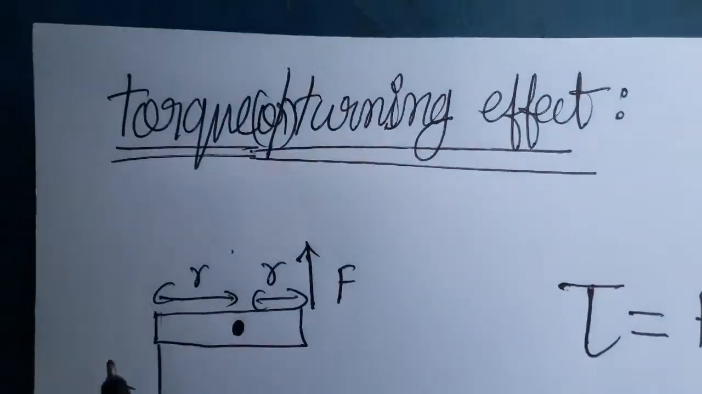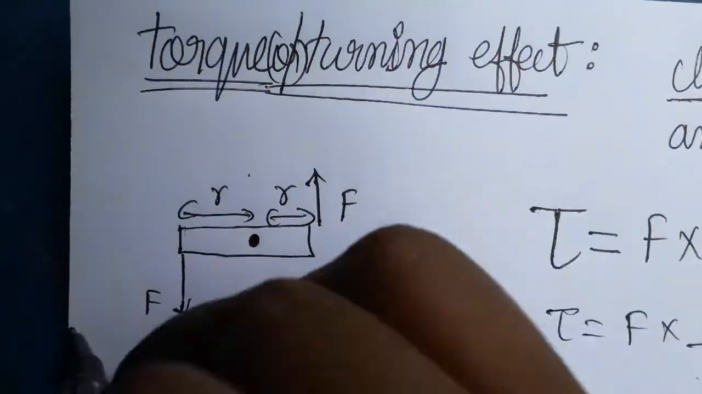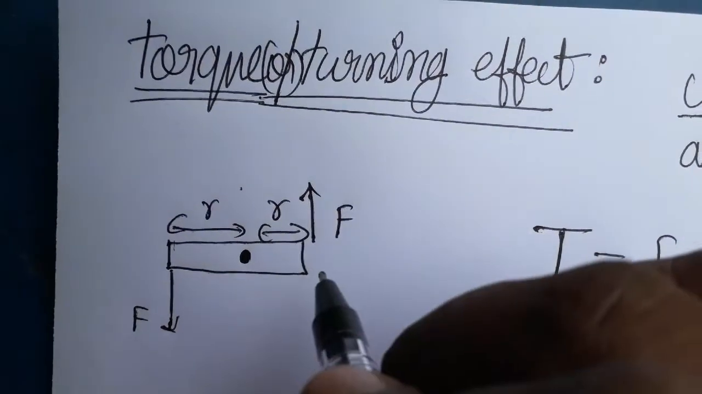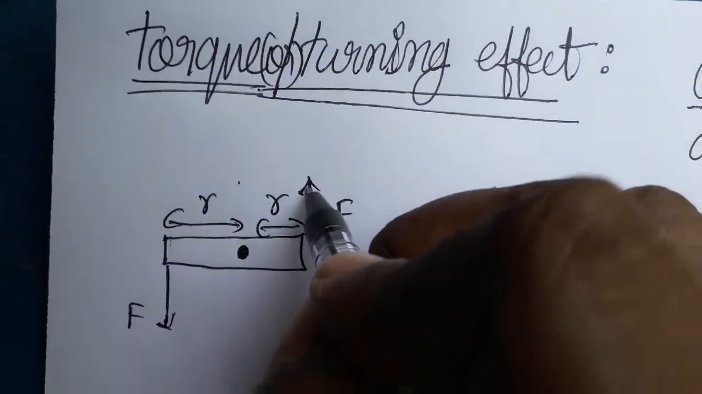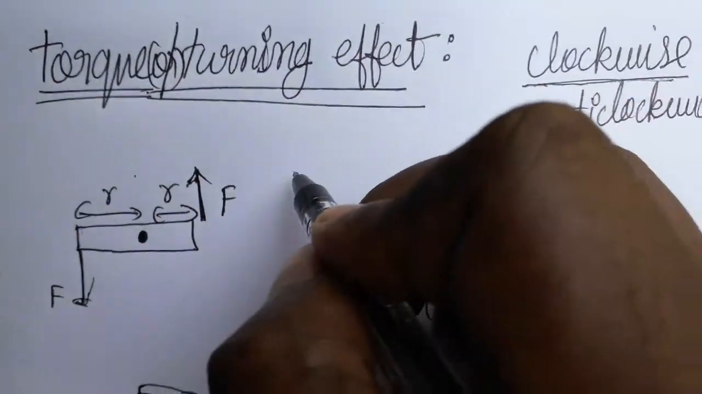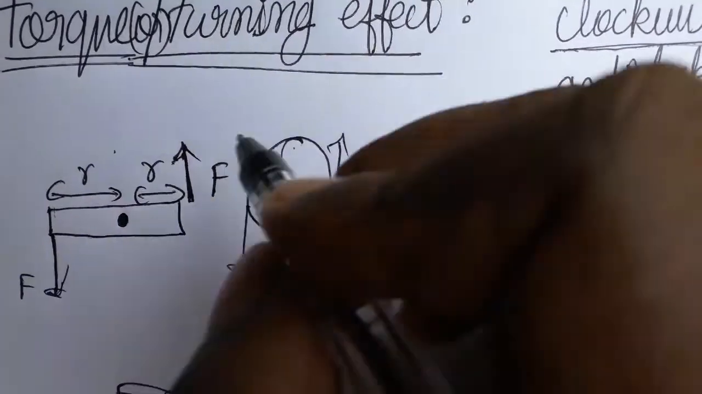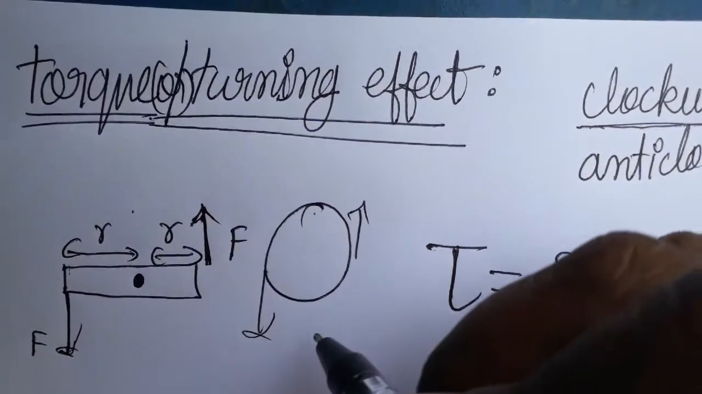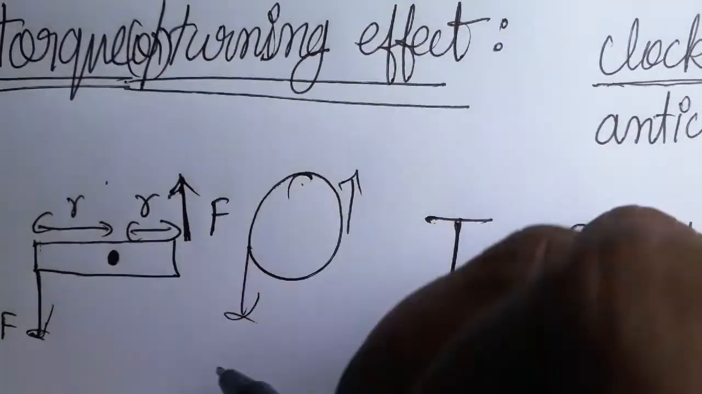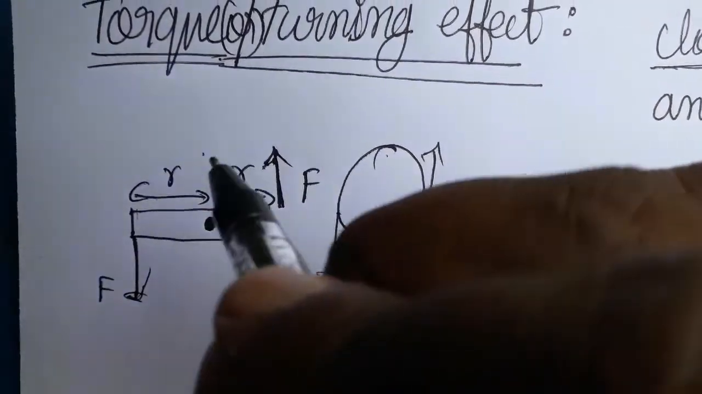Under the turning effect, couple force is also there. Couple force is two equal and opposite forces acting in opposite directions. One force is this side, another force is this side. Car steering is also an example. Today we are going to see how a turning effect is created by the car steering, or a couple force.